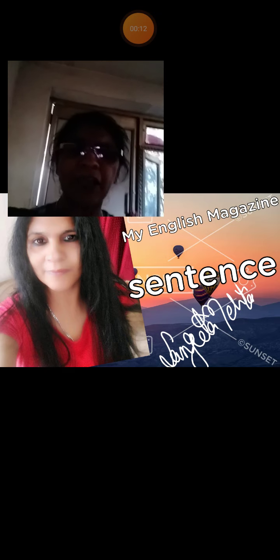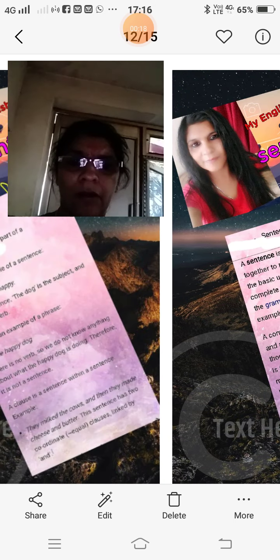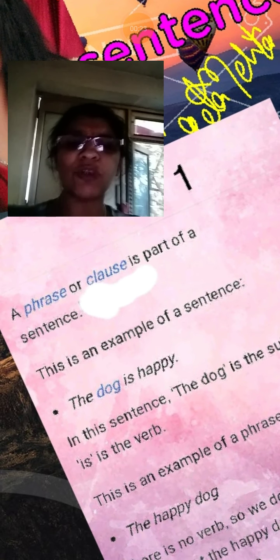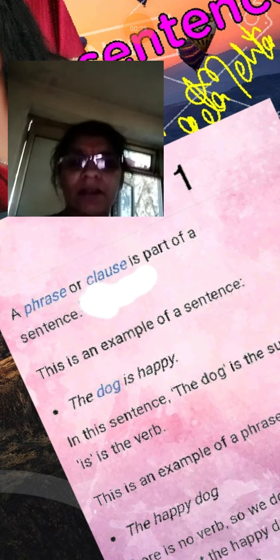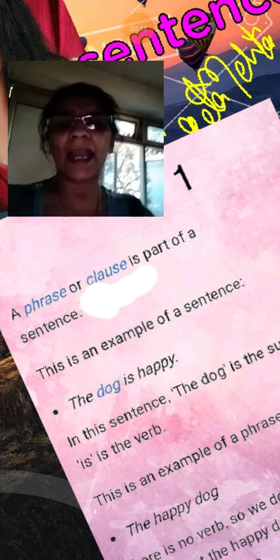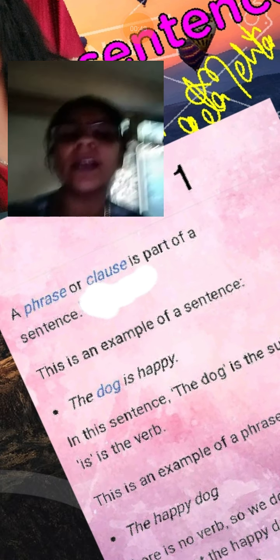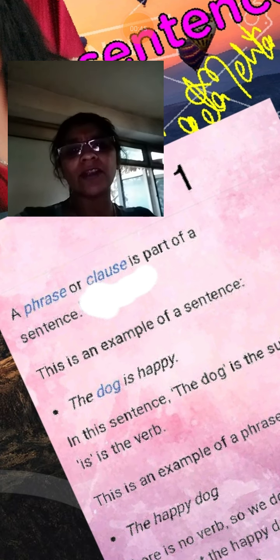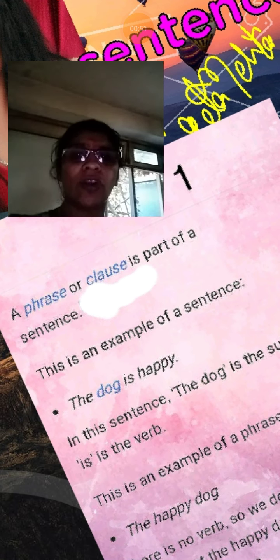Today I will explain to you about sentences and clauses. What is the difference between a sentence and a clause? I will explain this with my magazine. The name of the magazine is My English Magazine. This is the title of the magazine, and the subtitle is Sentence and Clauses. A phrase or a clause is a part of a sentence. Both are parts of a sentence.